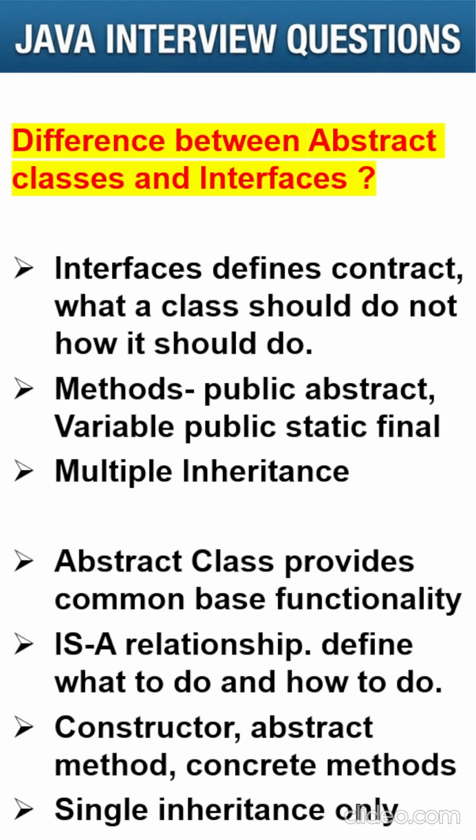We cannot instantiate both abstract classes and interfaces. That means we cannot have a direct object created for these. Rather, we need to implement or extend abstract classes and interfaces by other classes to create an object.